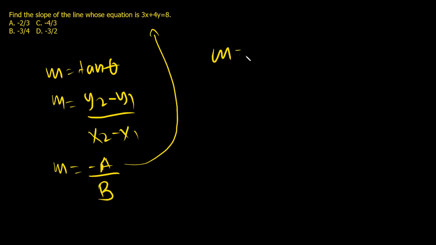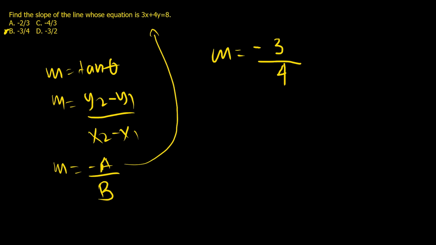Okay, so the question is, what is your a? The answer is negative a over b, diba? So negative, what is your a? 3. What is your b? 4. So the answer is negative 3 over 4, letter B. So ato lang na siya, class.